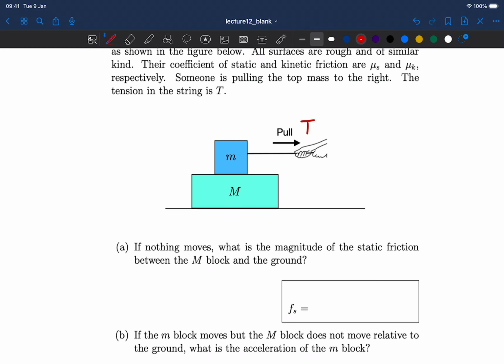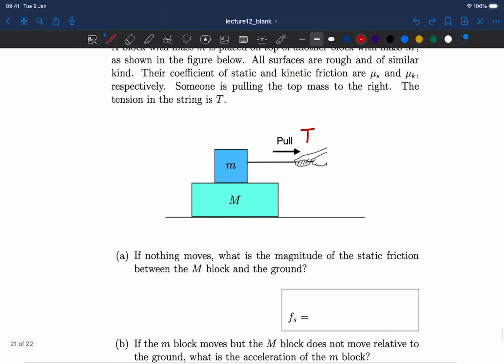Okay, so if nothing moves, what is the magnitude of static friction between M and the ground, which is this one here? Well, I can say that the answer is not mu s times N. That's the max value possible, but we don't know if we are pulling at the max or not. The only thing we know is that nothing moves and you're pulling at T.